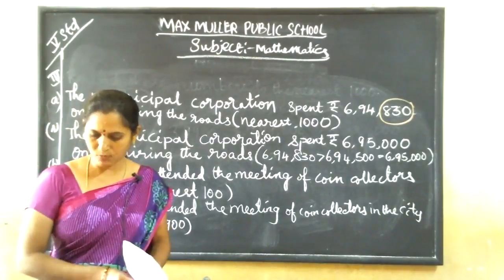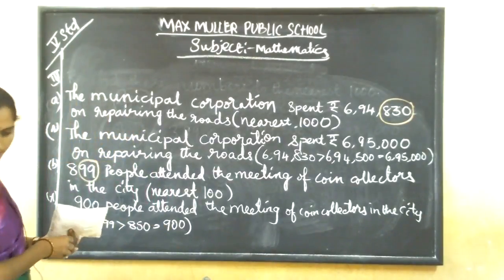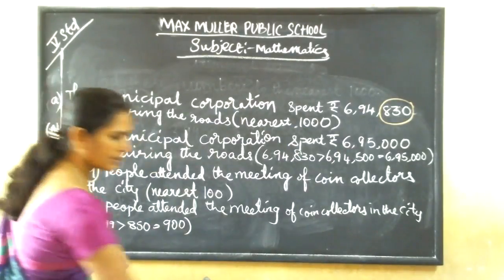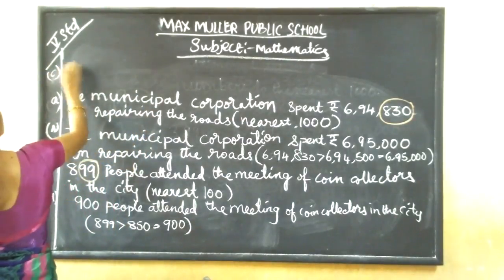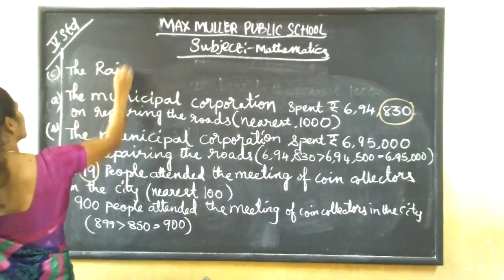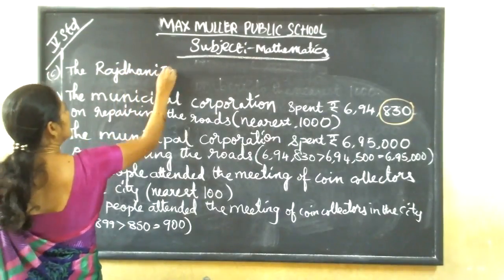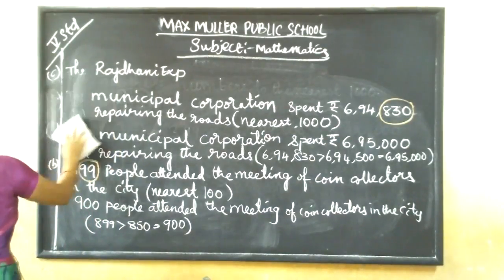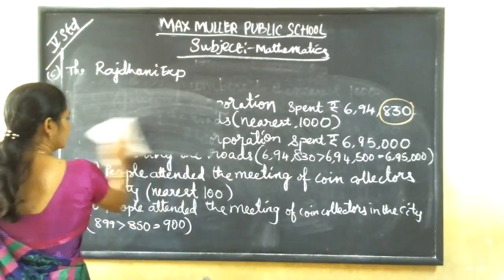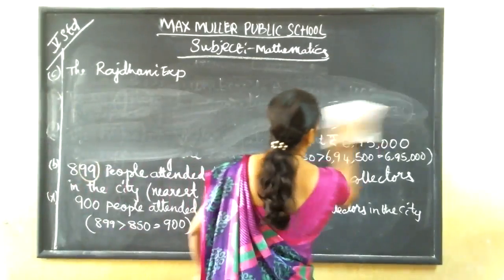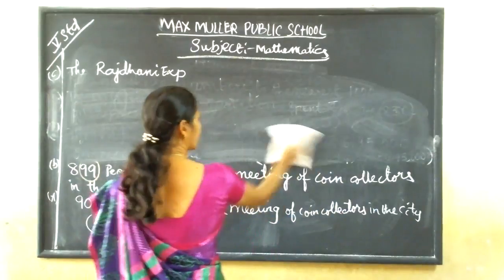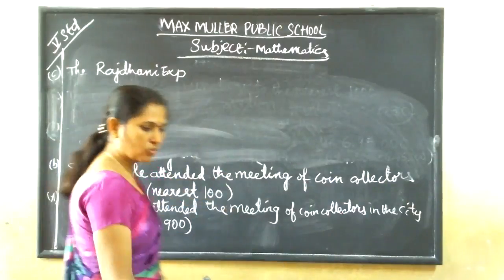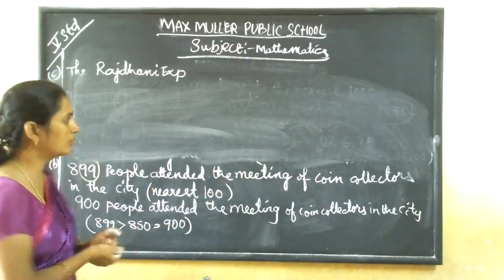The Rajdhani Express was delayed by 4 hours and 15 minutes. C1, the Rajdhani Express. Tell the first one. I think everybody has copied, or otherwise, anyway, you are getting the PDF now. You can write by seeing the PDF clearly and neatly, only for understanding purpose. Okay, I am teaching you.